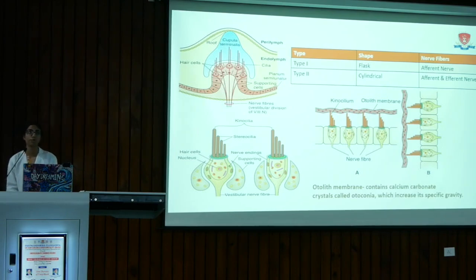Hair cells are of two types, type 1 and type 2. Type 1 hair cells are flask-shaped and make synaptic contacts with afferent nerve fibers only, whereas type 2 hair cells are cylindrical in shape and make synaptic contacts with both afferent and efferent nerve fibers. On the apex of each hair cell are present 50 to 70 small motile cilia known as the stereocilia. At the end of each stereocilia bundle is present a large non-motile cilium known as the kinocilium.